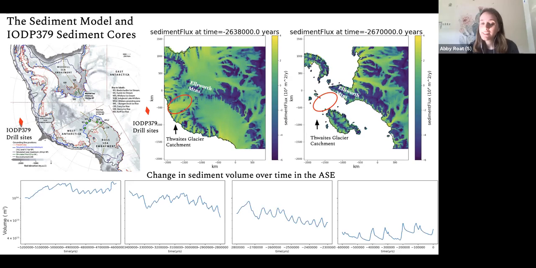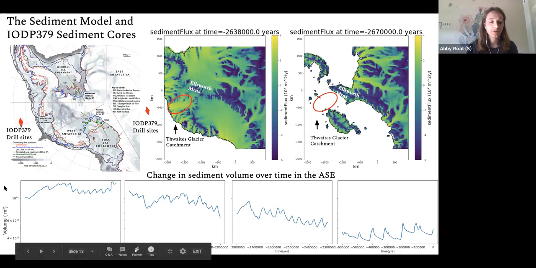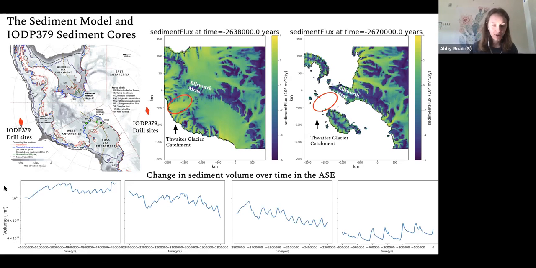Another interesting similarity between the sediment cores and the modeled results is the general trend in sediment volume over time. The first graph starts at 5 million and the last graph is from 0. They're not continuous, but just for reference, you can see a general downward trend in sediment volume, and in the sediment cores, we see a general decrease in sedimentation rates as we come closer to the present. So it's nice to see that consistency between the modeled results and the sediment cores.